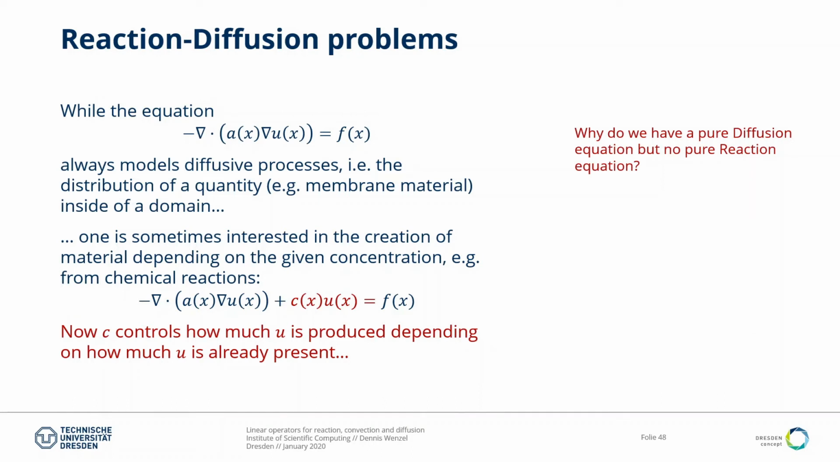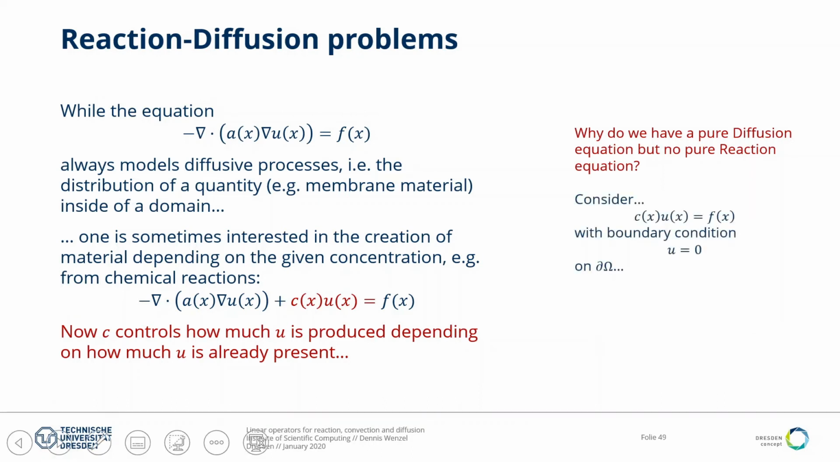And why is that? Well, if you think about the problem, C times U equals F, so that would be kind of the pure reaction problem, and add those boundary conditions, U equals 0 on the boundary, then you can easily compute the solution of this problem by simply dividing by C. Then U is given by F over C, and that has exactly no degrees of freedom that can be used to adjust to the boundary conditions.